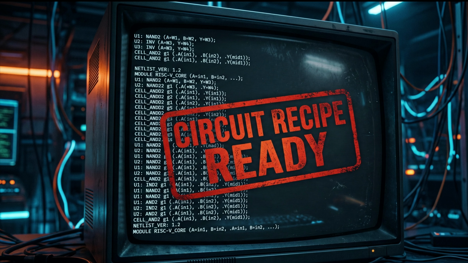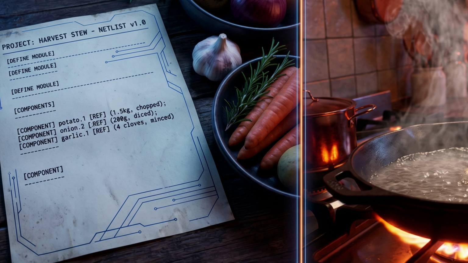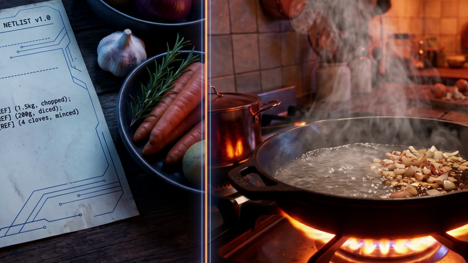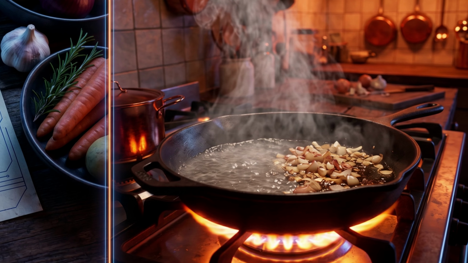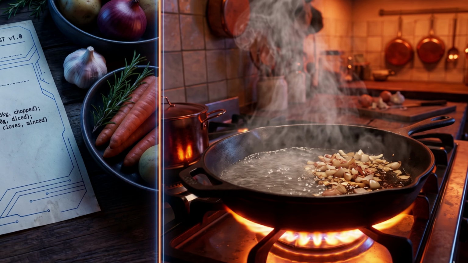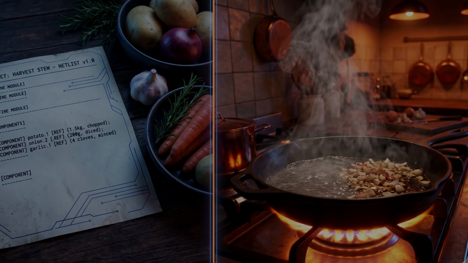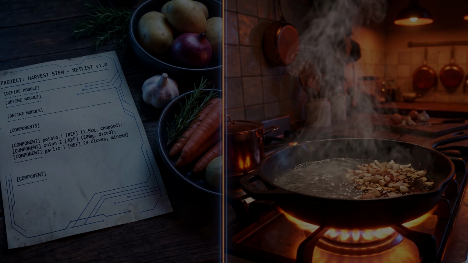The place and route process takes this recipe and physically inscribes it onto silicon. It positions every gate in its exact location. It routes every wire through real metal layers. After this step, the ghost transforms into a physical object.